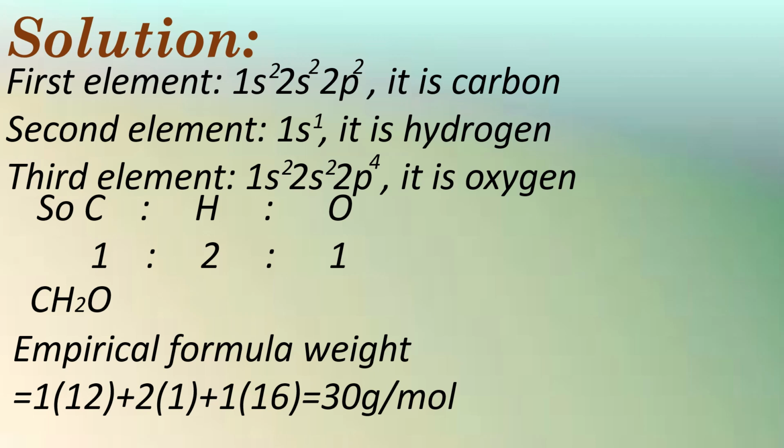Now we will calculate the empirical formula weight. 1 is the number of carbon atoms, 12 is the atomic weight of carbon, plus 2 is the number of hydrogen atoms into 1 is the atomic weight of hydrogen, plus 1 is the number of oxygen atoms into 16 is the atomic weight of oxygen. So the empirical formula weight is calculated to be 30 gram per mole.